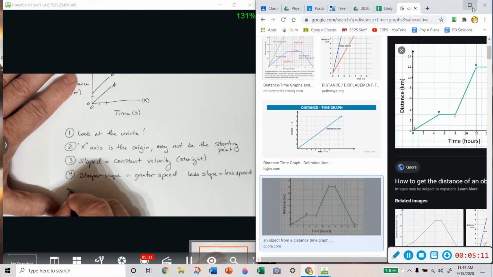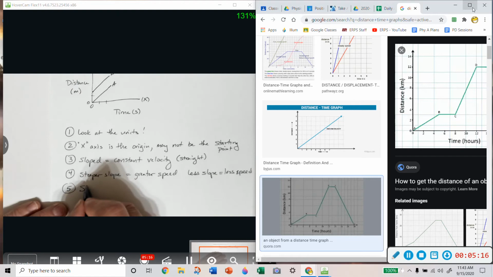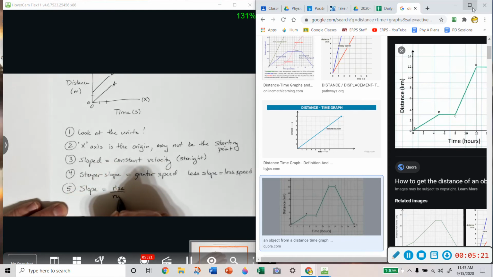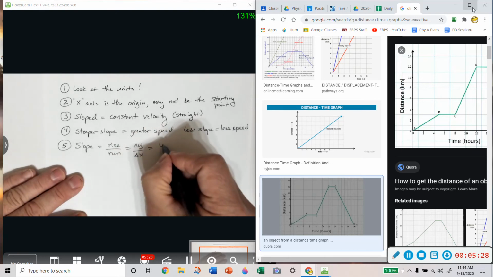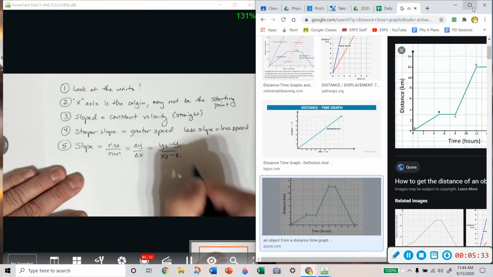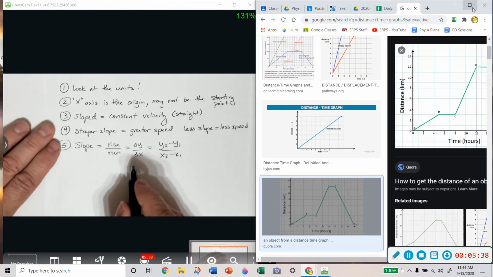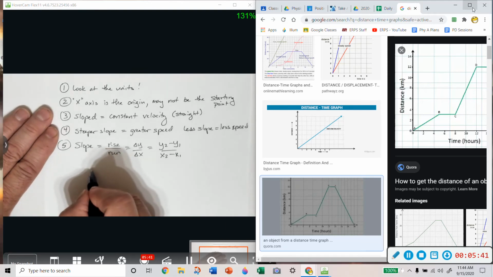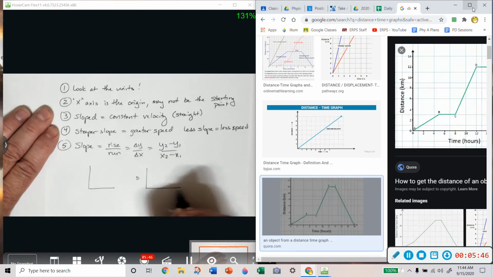The fifth thing we talk about is actually calculating that speed. How do we find slope? The slope is equal to rise over run, or change in y over change in x. And if we really got detailed, it is equal to y2 minus y1 over x2 minus x1. That is the best way to do slope. So let's do an example of slope calculation. Let's say we have two objects, and I do two different graphs, and these are distance time graphs.